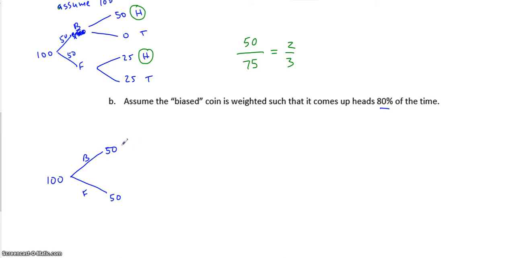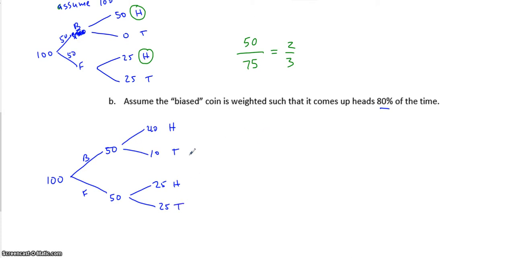Now when I pick the biased coin, 80% of the time it's going to come up heads. So of these 50, 40 of them are going to be heads, 10 of them will be tails. Of these 50, again, this is the fair coin, so 25 of them will end up being heads, 25 will end up being tails.